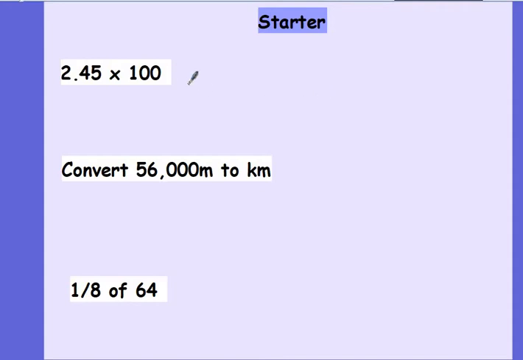Let's start off with a quick starter, shall we? Can you multiply 2.45 by 100? Can you convert 56,000 metres to kilometres? And can you find 1/8 of 64 for me? Pause the video and in your light blue books have a go at those questions now, please.